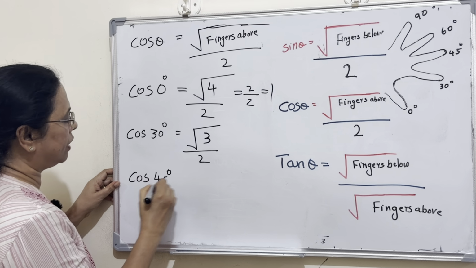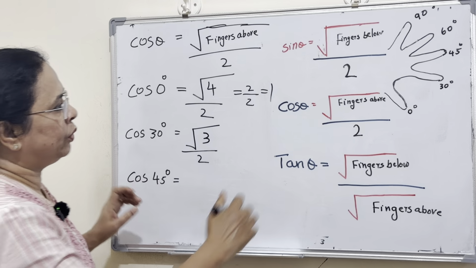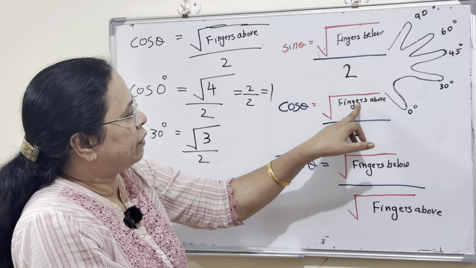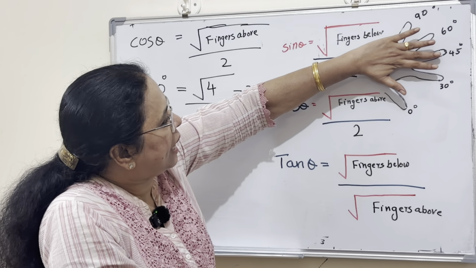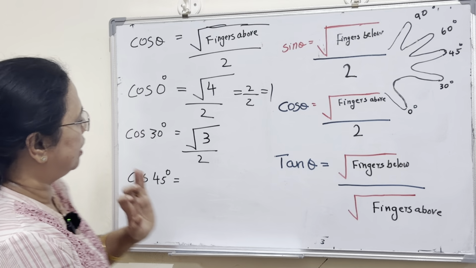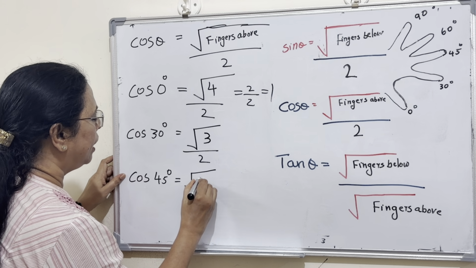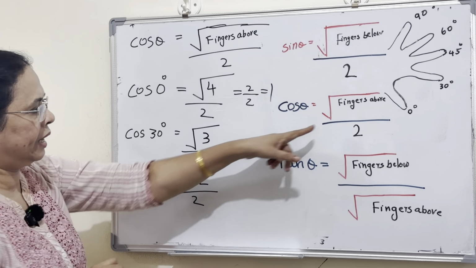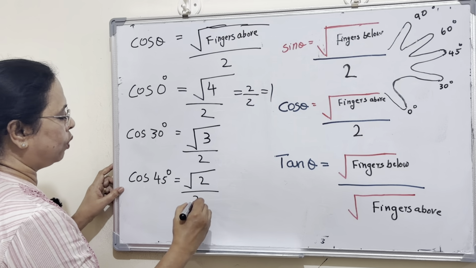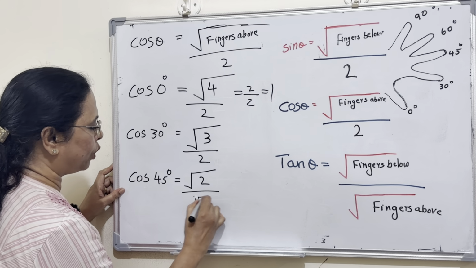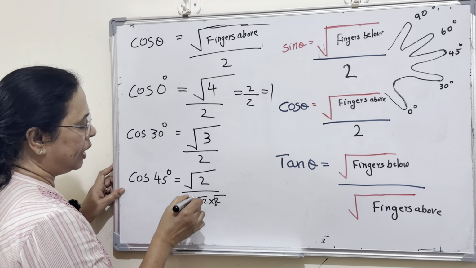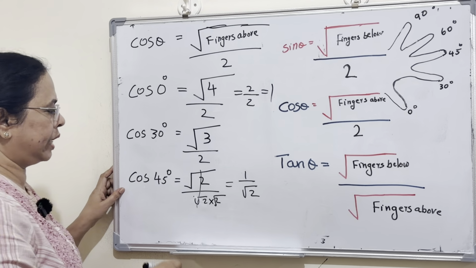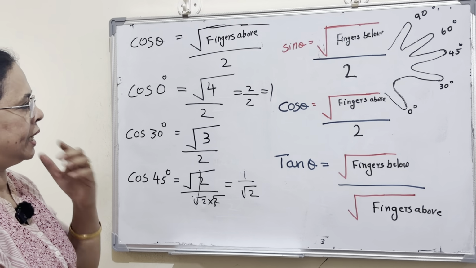Now cosine of angle 45 degree, how much will it come? See, again you take your reference angle 45 degree, fingers above I have to check, right? To check cosine of the angle, fingers above 45 degree. There are 2 fingers, so under root you keep root 2, 2 fingers above, divided by 2 again in the formula. Root 2 by 2, instead of this 2 I can write root 2 into root 2. So this root 2 cancels. So again cos 45 I got 1 by root 2. This is cosine of 45 degree angle.